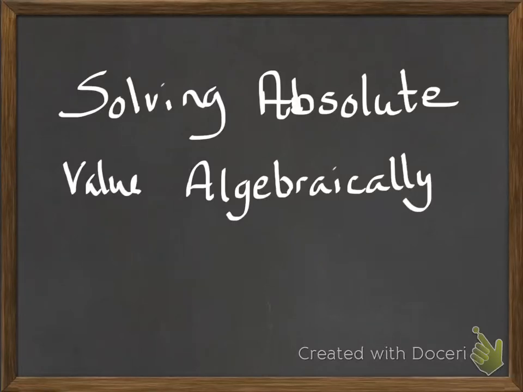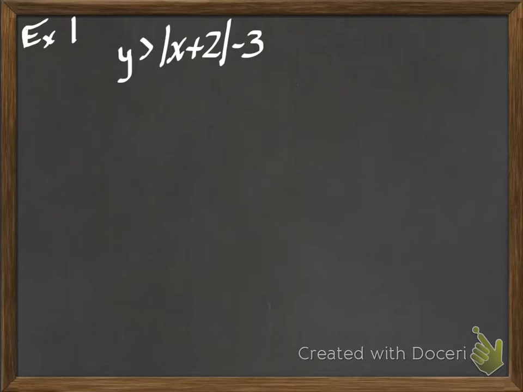This is going to finish up lesson 2.5. We're going to be solving absolute value functions algebraically. And so let's look at this first problem. We have y is greater than the absolute value of x plus 2, minus 3.